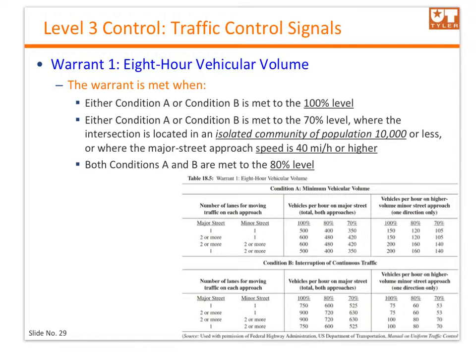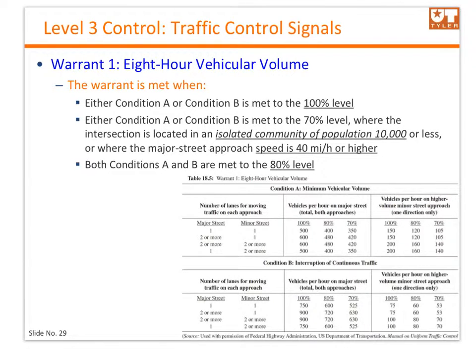So how can we use this table right here? As you can see, the first column is the number of lanes for moving traffic on each approach. We have the number of lanes for the major street and the number of lanes for the minor street. So you need to know the geometry of the intersection first, and then you will see the vehicles per hour on the major street and the vehicles per hour on the higher volume minor street approach. This is the total in both directions, and this is in one direction.